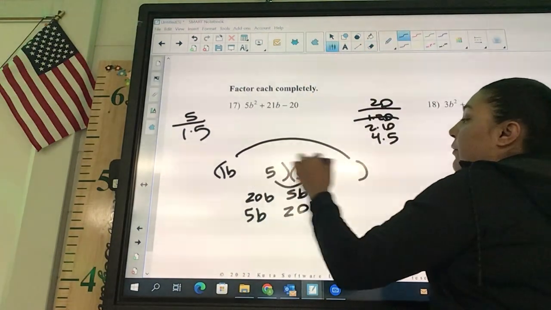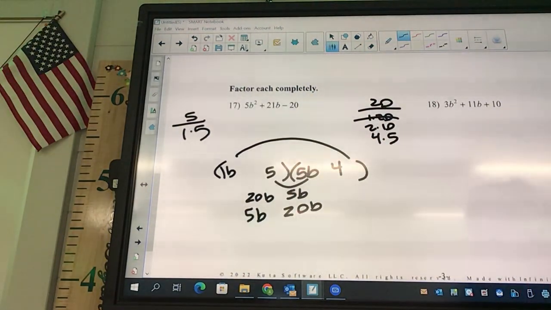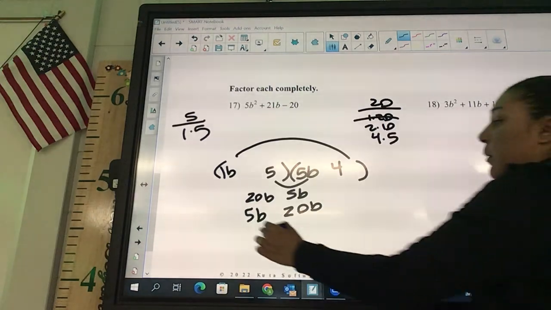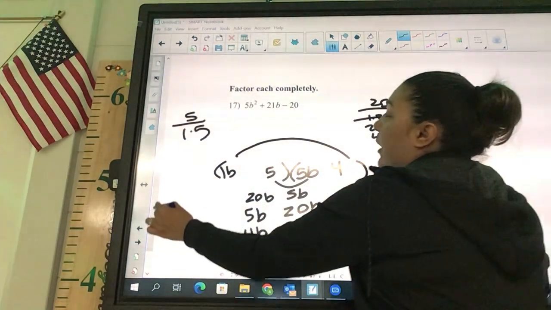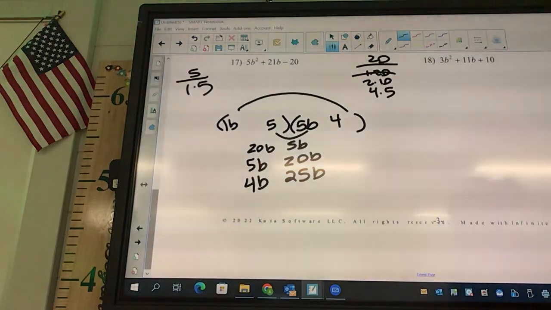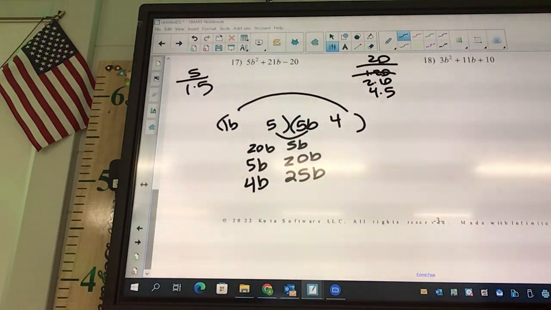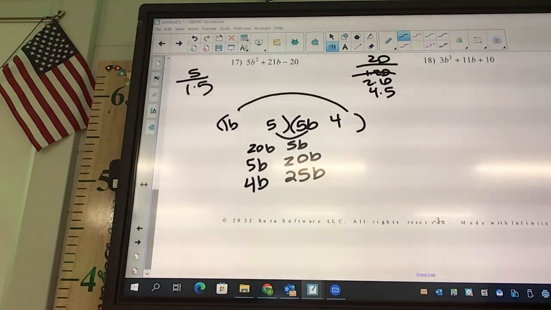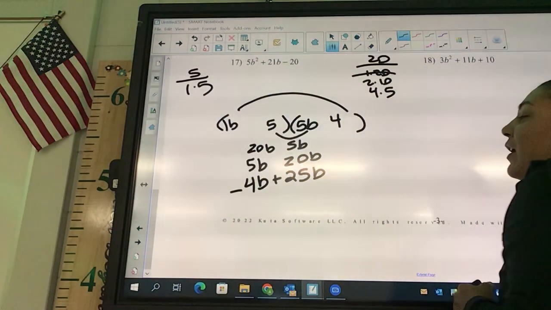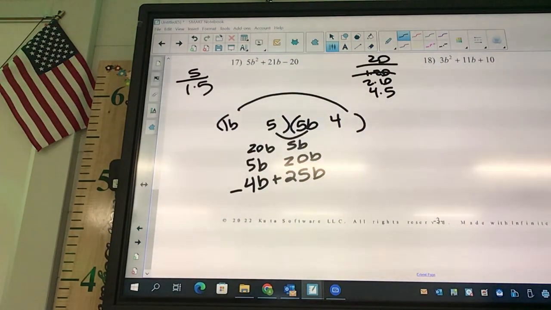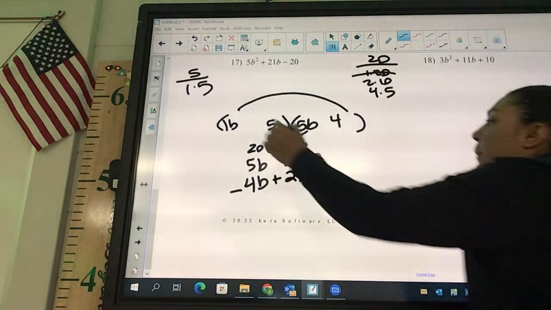You got 5 and 4. What are you going to get for the outer? 4B, inner, 25B. Would that give us a 21? Yes. How? Minus plus. I need a positive 21. Minus plus. Okay, so what's it going to look like above that? It'll be plus and minus.